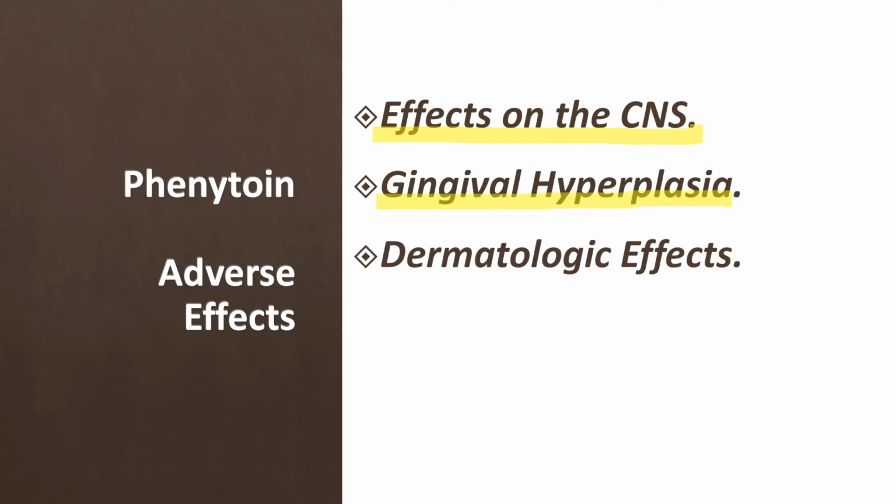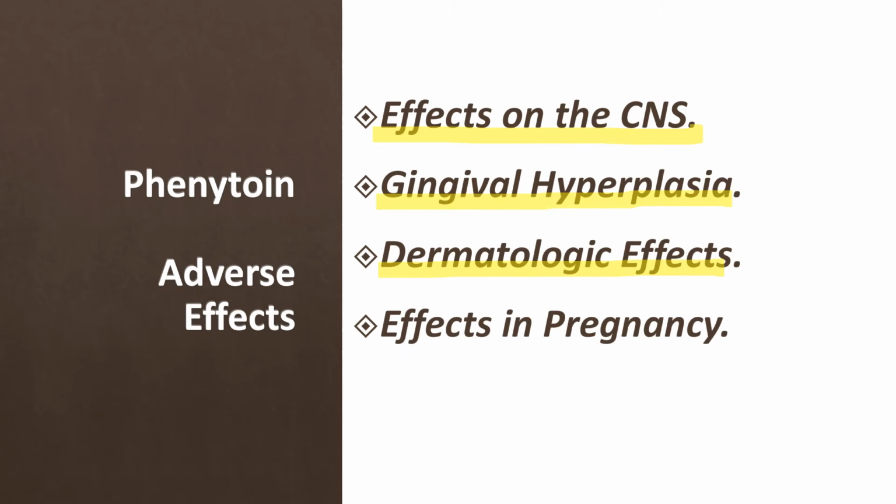Then we also have dermatologic effects. Between 2% and 5% of patients who take phenytoin develop a morbilliform, measles-like rash, which may progress to more severe reactions such as Stevens-Johnson syndrome or toxic epidermal necrolysis, or TEN. Then we also have effects in pregnancy. Phenytoin is a teratogen. It may cause cleft palate, heart malformation, and fetal hydantoin syndrome.